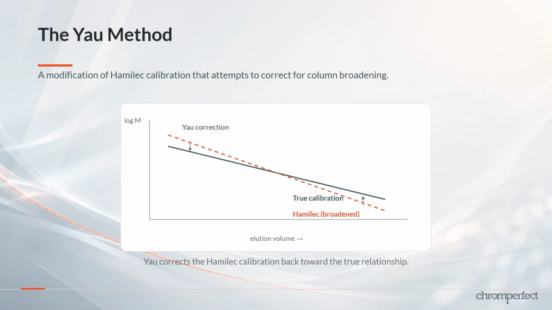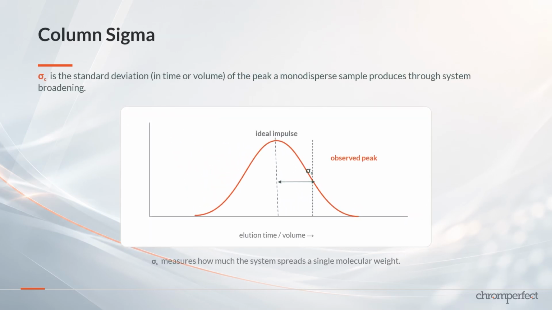The Yau method. Yau and colleagues developed a modification of the Hamilec approach that attempts to correct the calibration for column broadening. The method assumes that the contribution of column broadening is independent of elution time and can be represented by a single value called the column sigma. Column sigma is the standard deviation, expressed in time or volume units, of the peak that would be produced by a monodisperse sample because of the column and associated system broadening.